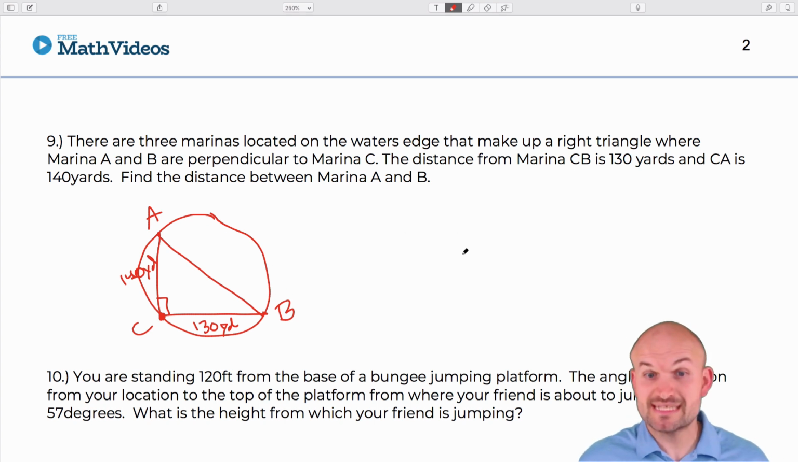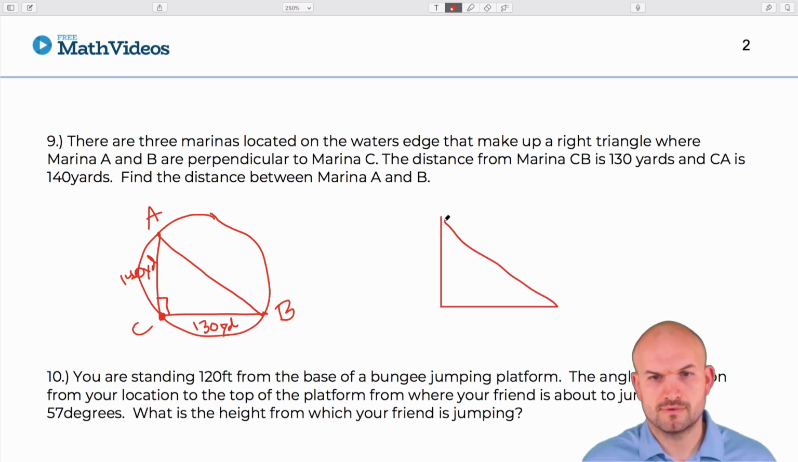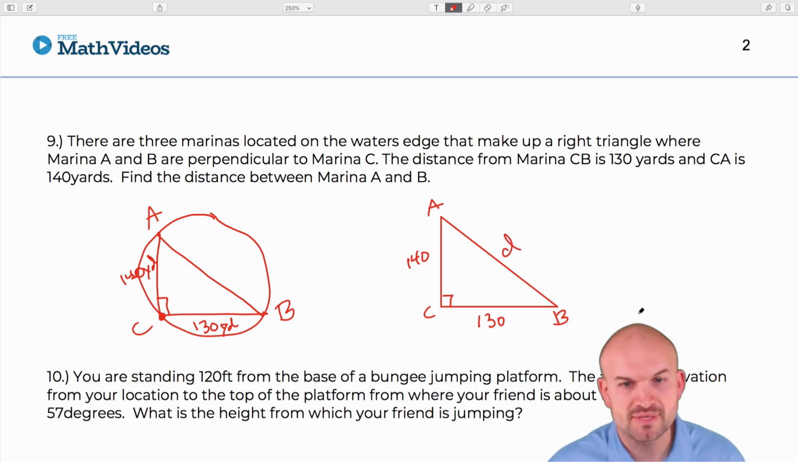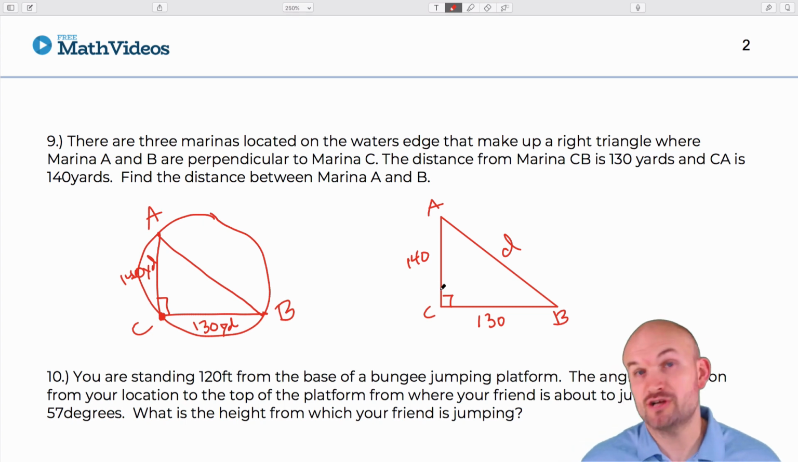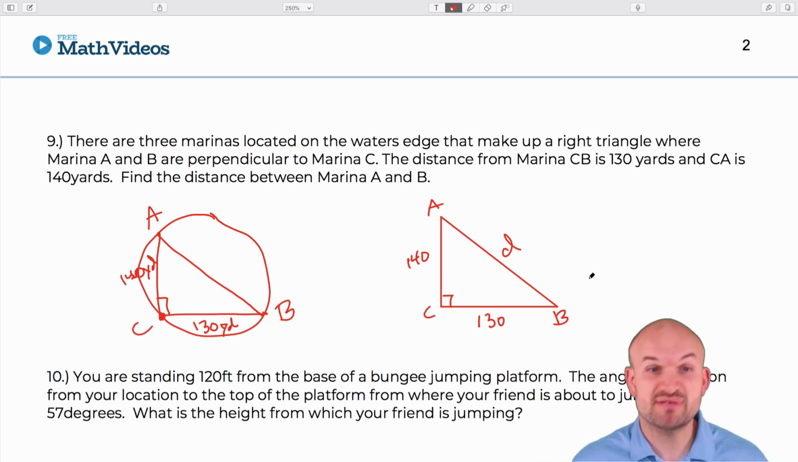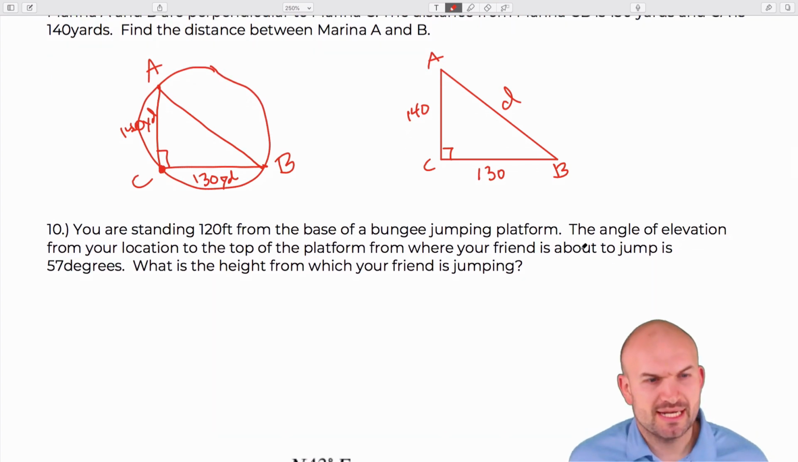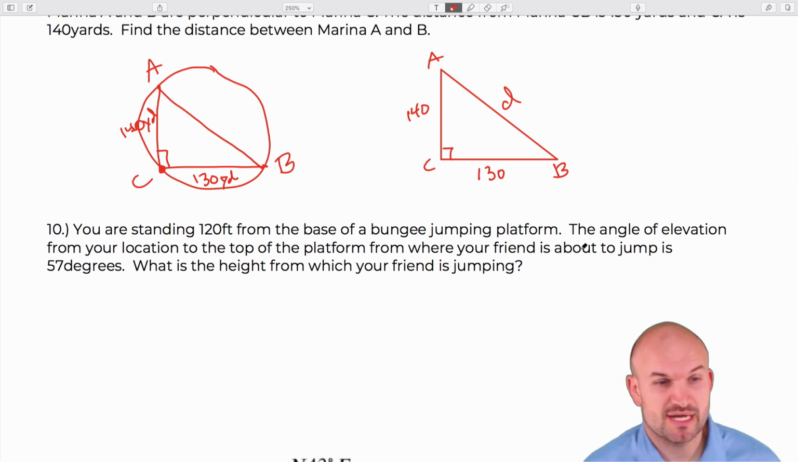Okay, well, that's going to be fairly simple. Obviously it's just going to be the Pythagorean theorem, but let's draw this out again. We have A, B, C, a right triangle. We have 140, and then 130, and we want to find AB. That's going to be that length, that distance right there. Since we have a right triangle, we can use the Pythagorean theorem. All right, the next one, you could actually use your trigonometric equations as well.